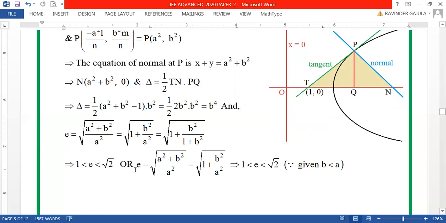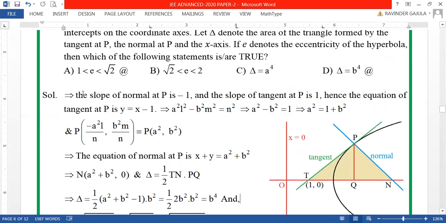Or in other words, E, which is 1 plus b square by a square, but given that b is less than a, when b is less than a, directly b square by a square can be taken as less than 1. Hence the total is more than 1 but less than 2. Hence the eccentricity can be taken as 1 less than E less than root 2, which is the right answer for this question. Hence from the given options, you can choose option A, 1 less than E less than root 2, and delta equal to b power 4 are the right options for this question.